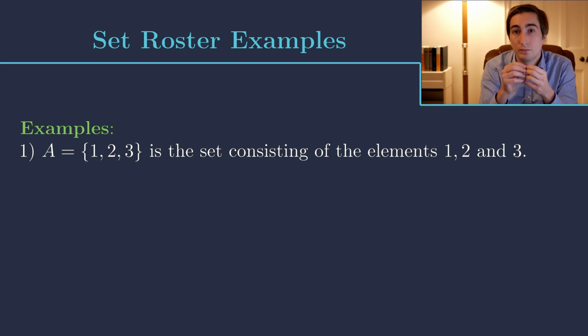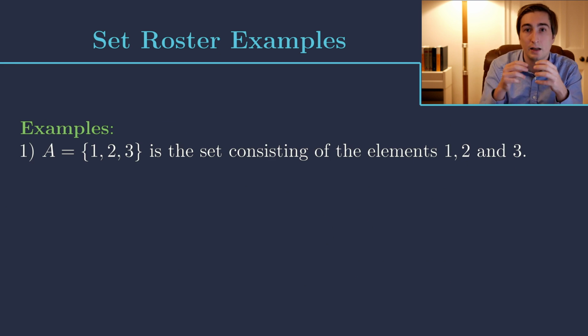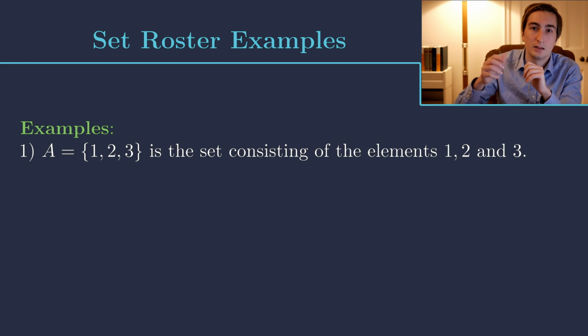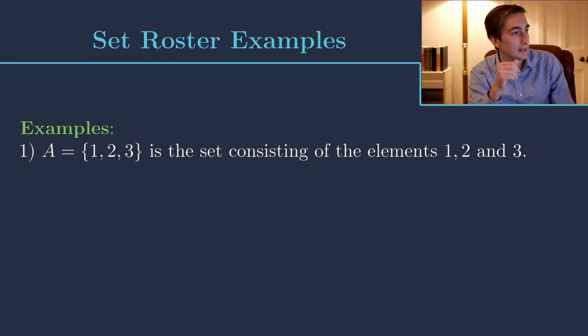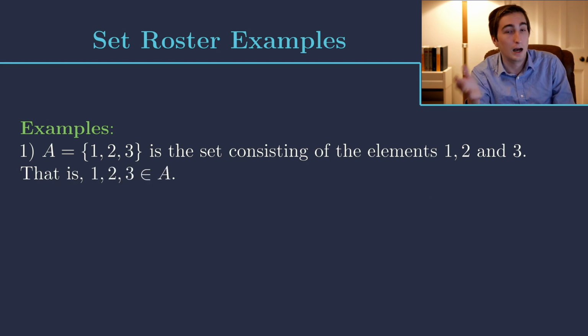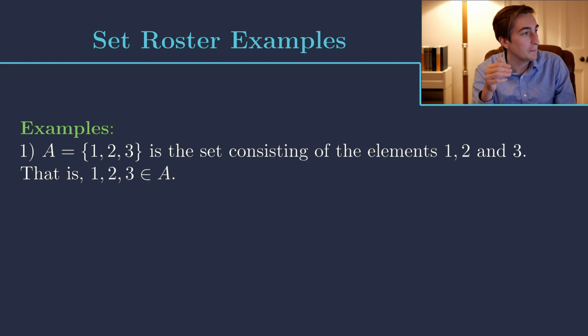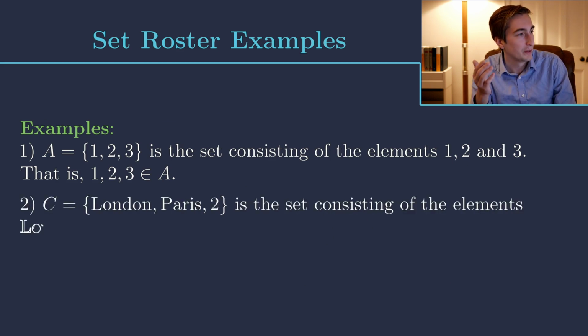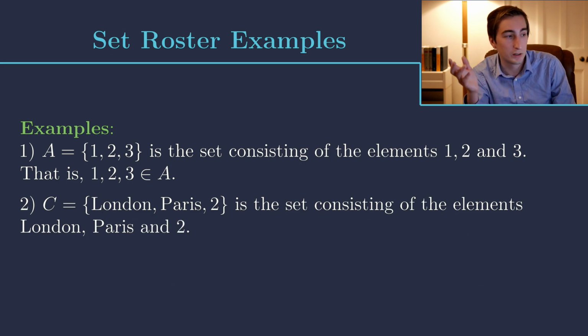We describe the elements of that set in this curly brace notation as the things that are inside the set. Anything inside those curly braces is inside the set A here. And we use the epsilon notation to say 1, 2, and 3 are in the set A. Continuing this pattern, we'll take another set that we'll call C, a set containing the elements London, Paris, and the number 2.